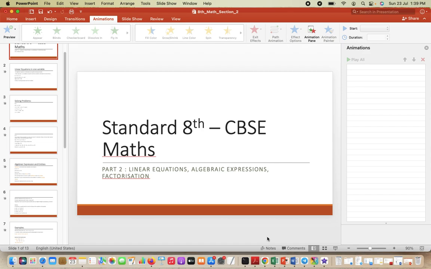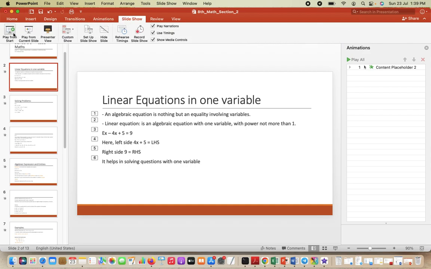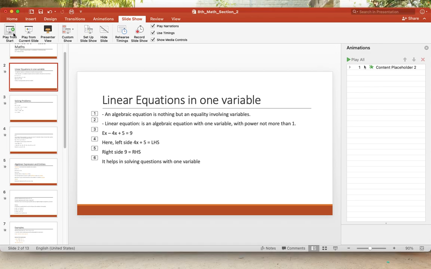What we have to cover today is part of, as we know, we follow the NCERT 8 standard book, and whatever comes there in the content we will cover today. Coming to first, part 1, chapter 1, linear equations. Let's just go to the slide. So play from start.